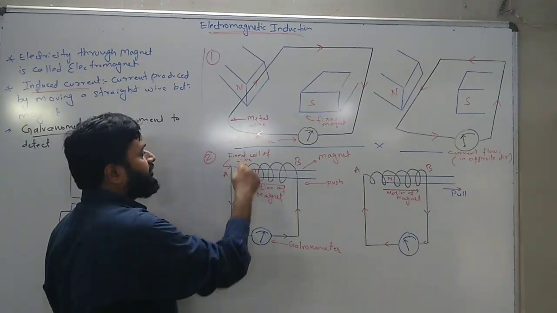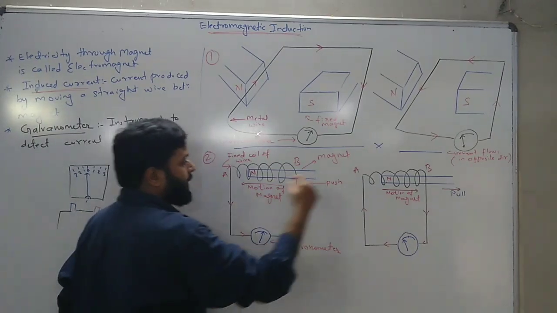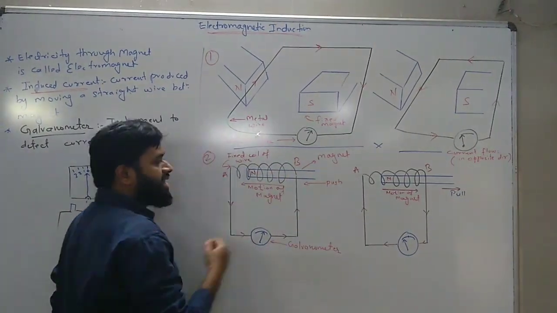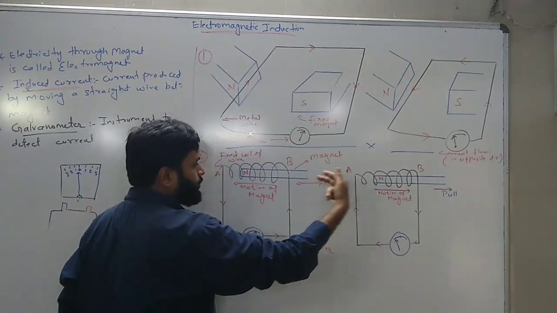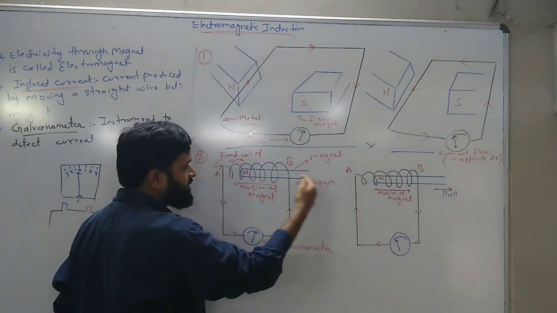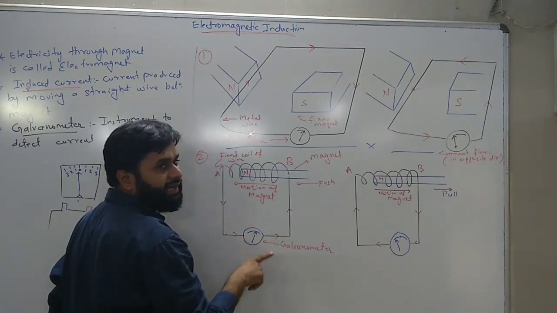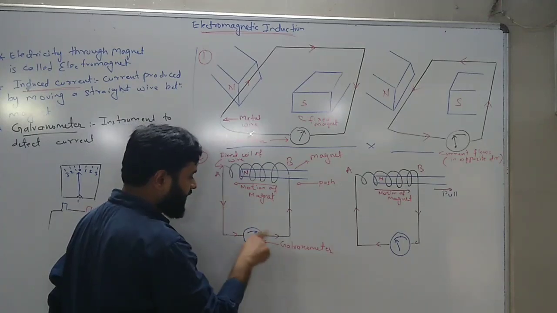This is the case where the coil is fixed over here and a bar magnet is taken. When we push the bar magnet inside the coil in this direction, we found that the galvanometer is detecting the current in a particular direction.